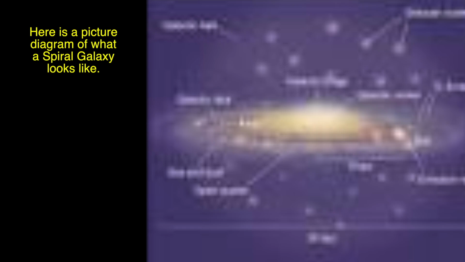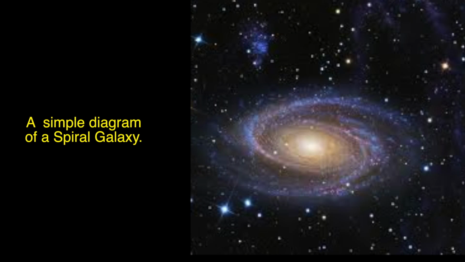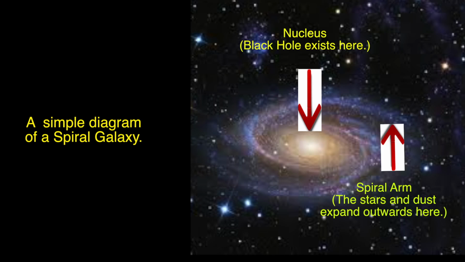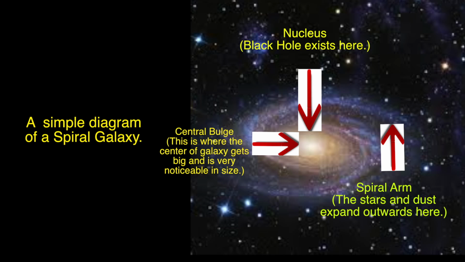Here's a picture diagram of what a spiral galaxy looks like. Note how complex a spiral galaxy is. A simple diagram of a spiral galaxy. The nucleus, black hole, exists here where the arrow is pointing. Spiral arm, the stars and dust expand outwards here where the arrow is pointing. Central bulge. This is where the center of gravity gets big and is very noticeable in size, seen where the arrow is pointing at.